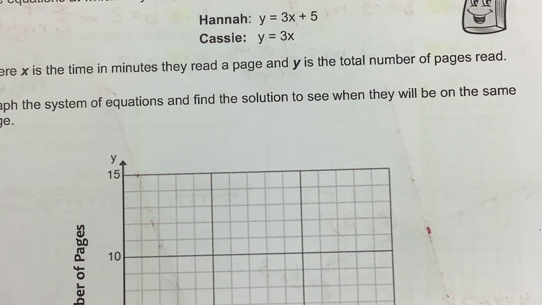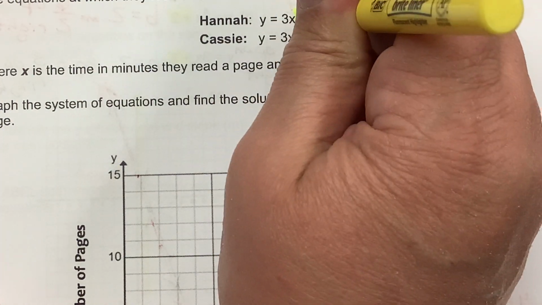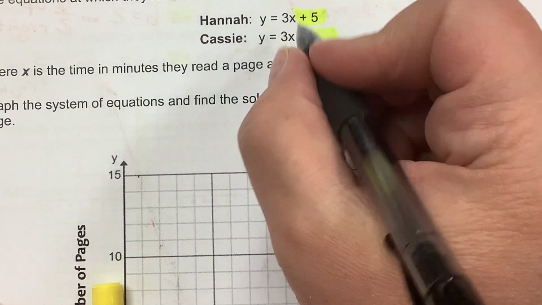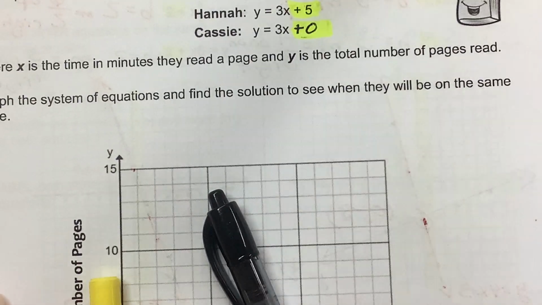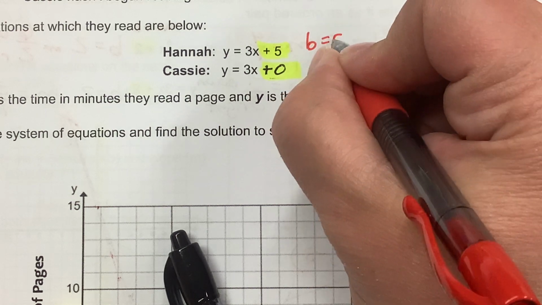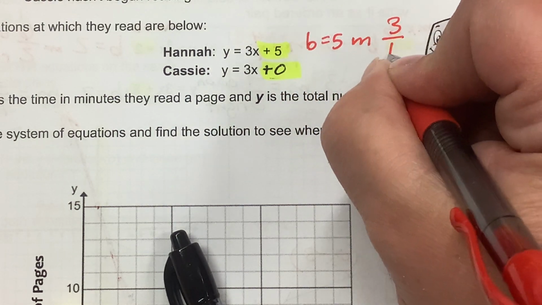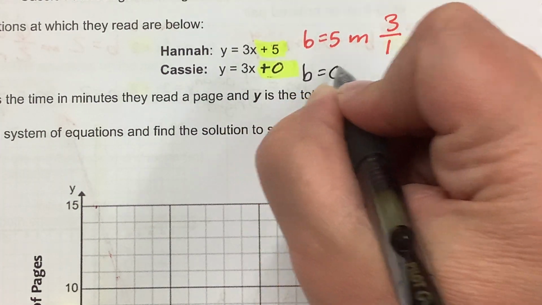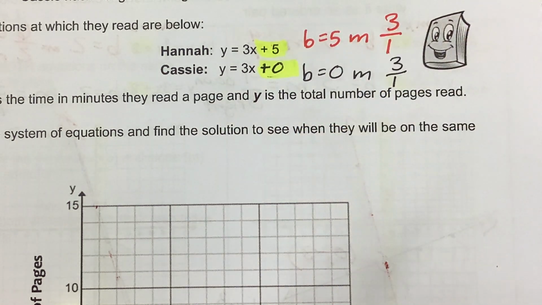So let's graph Hannah, who has a y-intercept of 5, and Cassie, who has a y-intercept of 0. So I'm just going to write +0 here. And let's do Hannah in red. So she begins at 5, and her slope is 3 pages per 1 minute. Now Cassie begins at 0, and her slope is also 3 pages in 1 minute.